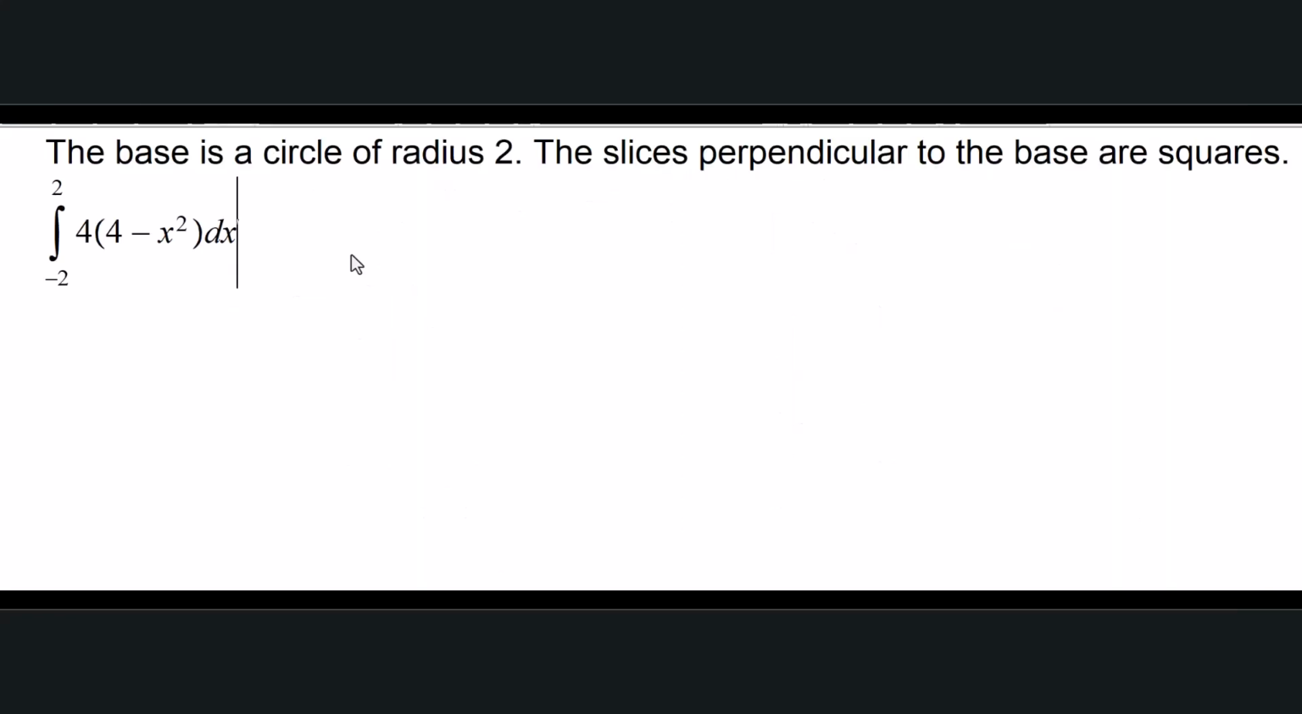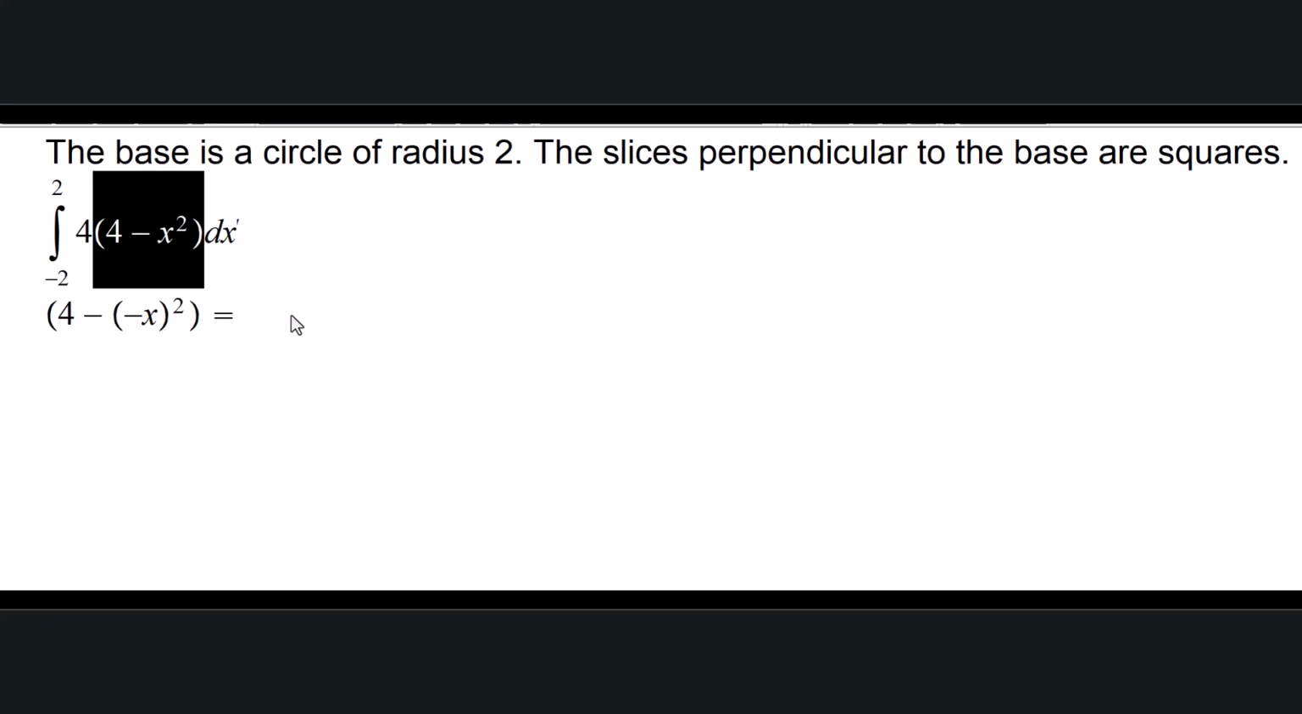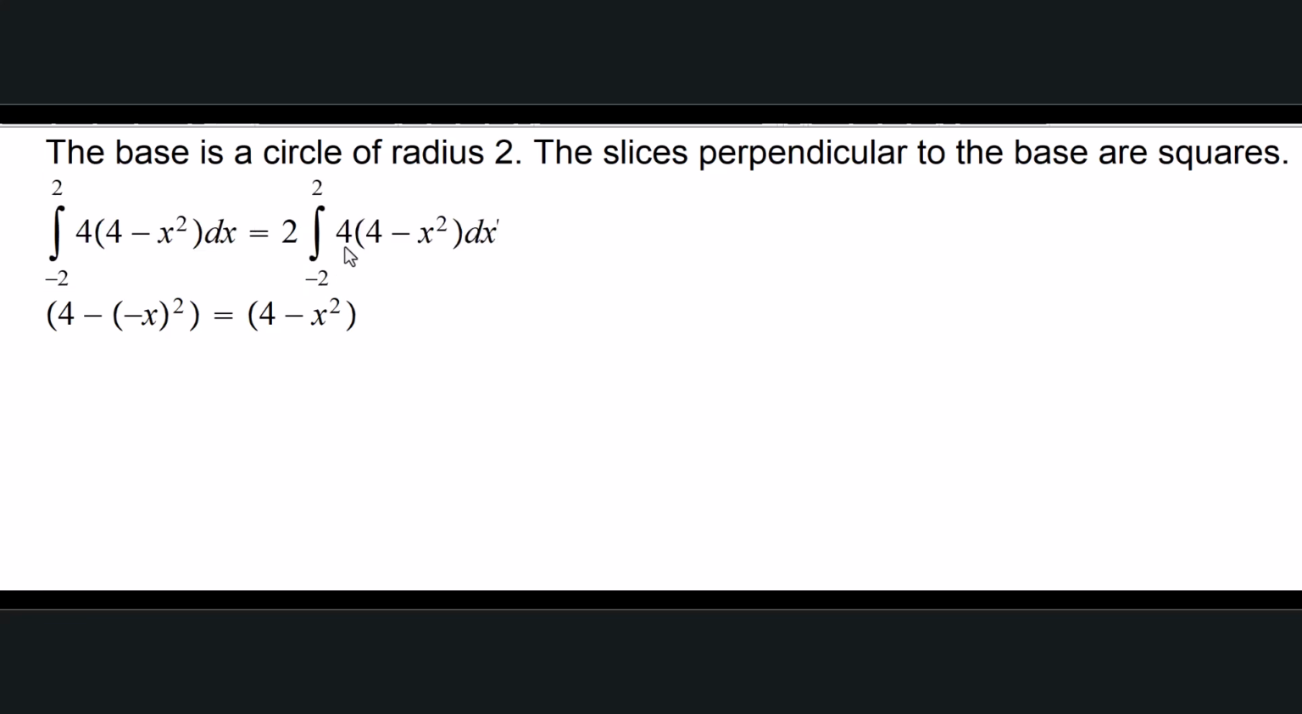So we are going to evaluate this integral, and notice that the function that we are integrating, taking only the variable part, doesn't change if we change x to negative x. It just remains as the original expression. So this is an even function of x. So just to save time, this will be twice the integral from 0 to 2 of the same quantity, because we have an even function of x here.